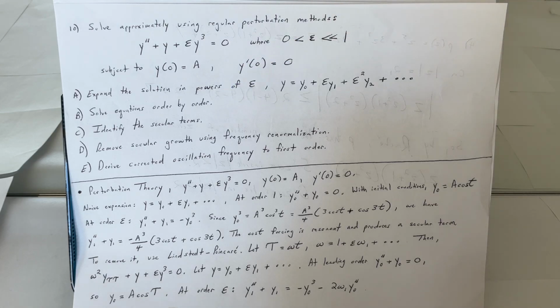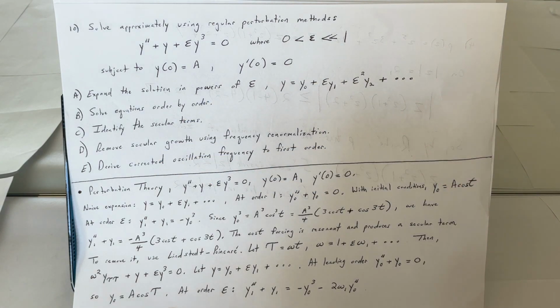Part B, solve the equations order by order. Part C, identify the secular terms. Part D, remove secular growth using frequency renormalization. And Part E, derive the corrected oscillation frequency to first order. Okay, so this is a perturbation theory problem.